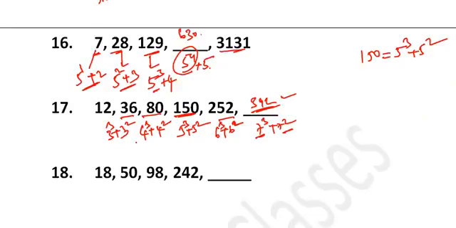18th problem is given as 18, 50, 98, 242. Think of these things. What are these things? Yeah, randomly think of these things. Like if you take the difference, you won't get the answer. Randomly think, you may get the answer at any point of time.